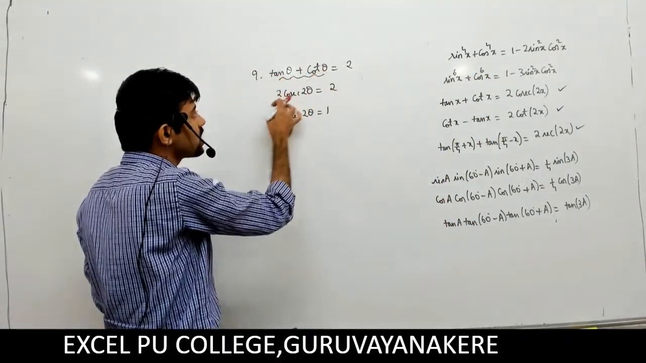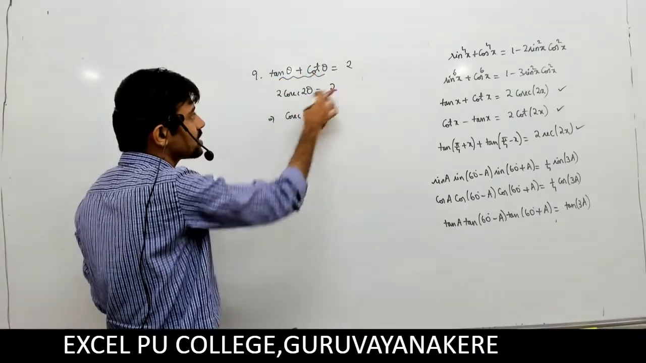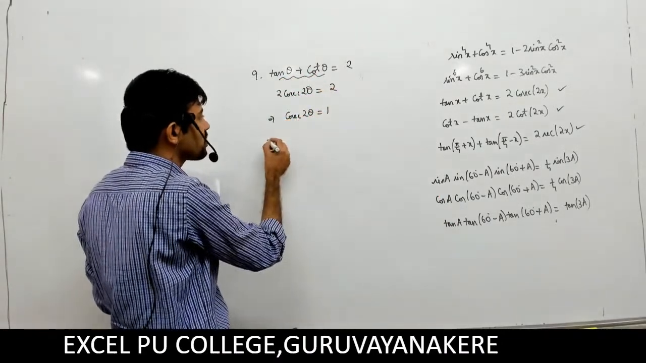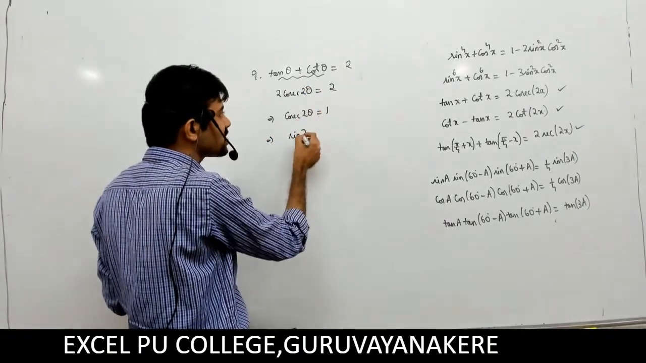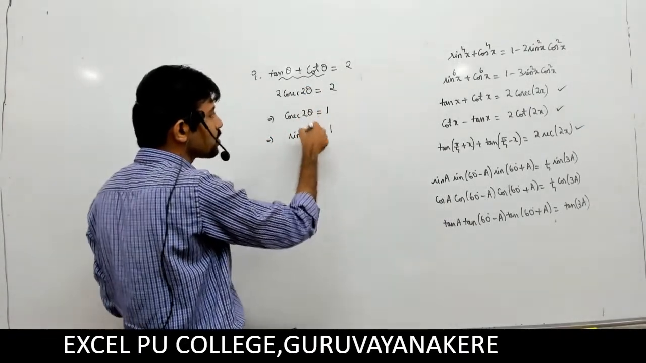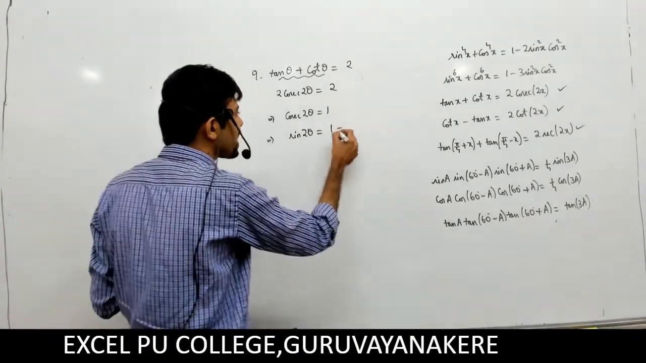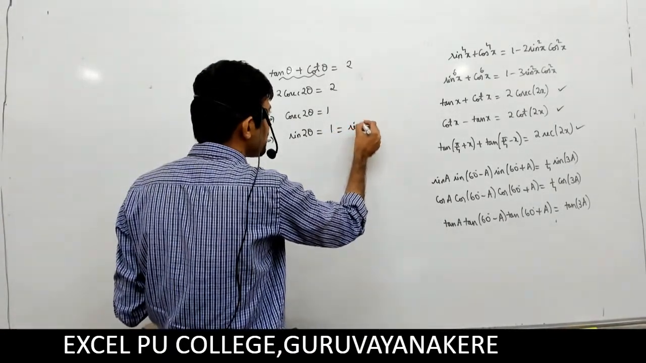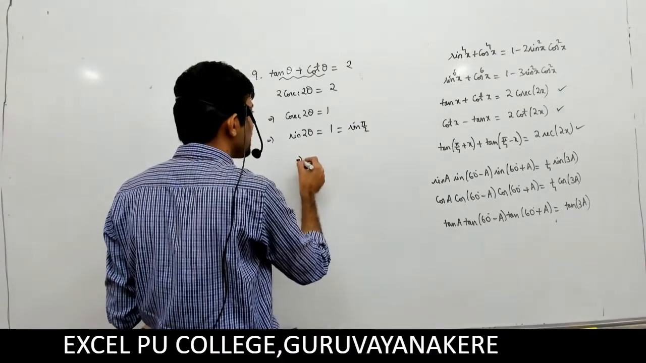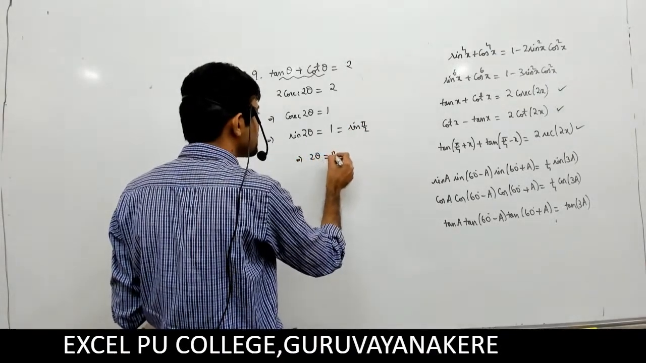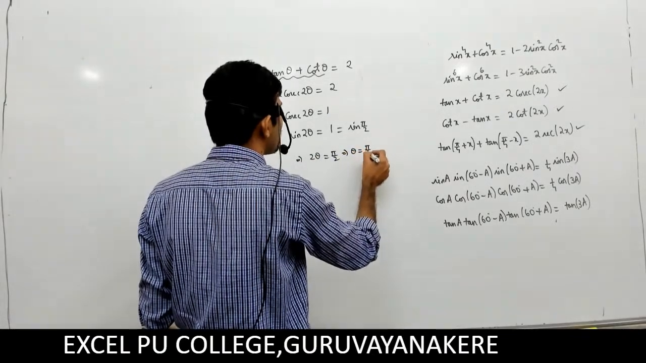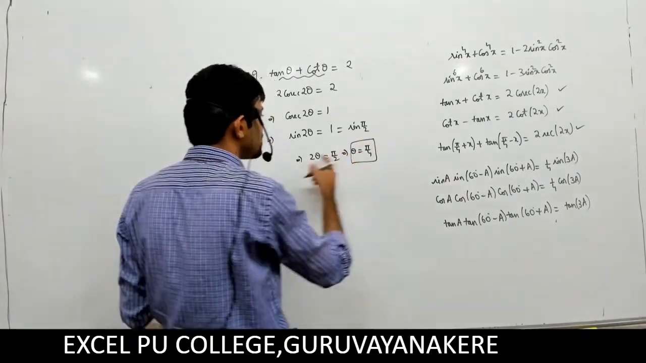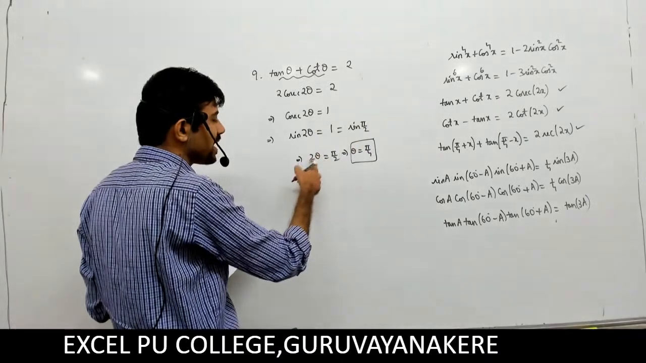Tan plus cot is 2 times cosecant 2 theta. So 2 cancels. Cosecant 2 theta is 1. From this I can write reciprocal. Take reciprocal on both sides. Reciprocal of 1 is 1 only. Sin 2 theta is reciprocal of cosecant 2 theta. You know sin pi by 2 is 1. 2 theta is equal to pi by 2. This implies theta is equal to pi by 4. Correct? 2 theta is pi by 2. So theta is pi by 4.